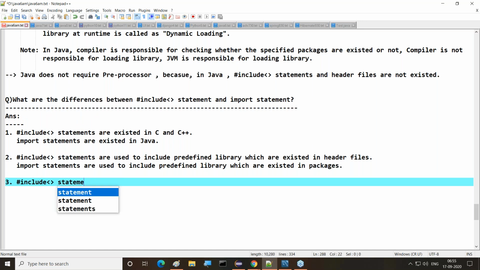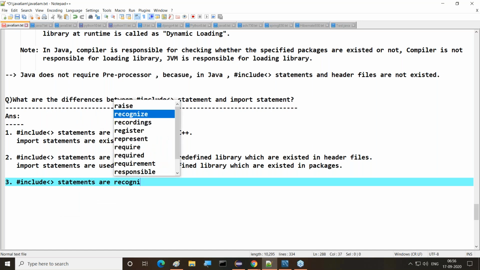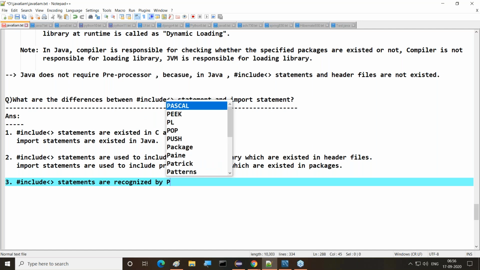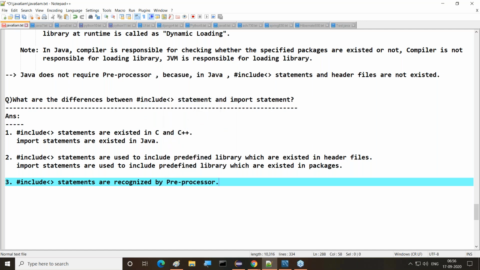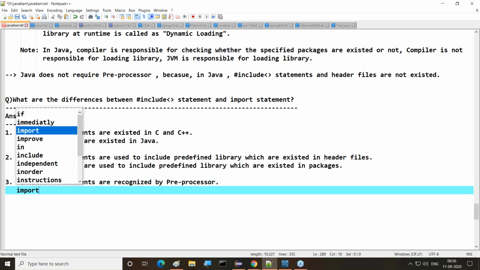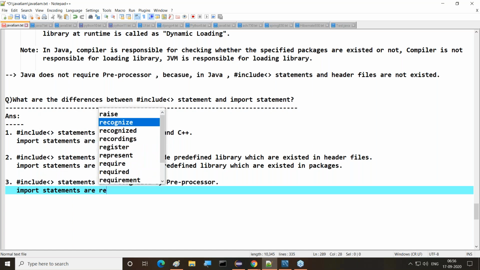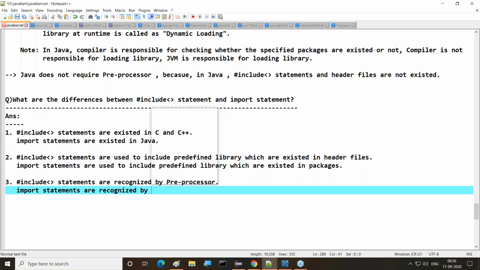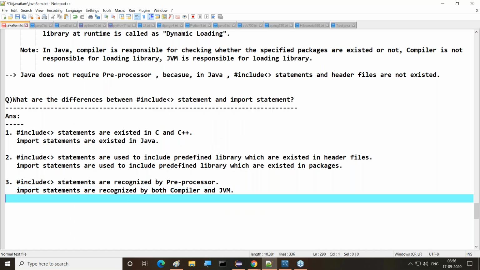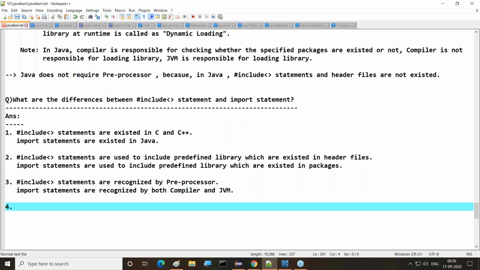Include statements are recognized by the preprocessor, whereas import statements are recognized by both the compiler and JVM. Include statements are recognized by the preprocessor. Import statements are recognized by both the compiler and JVM. Everybody has to understand.